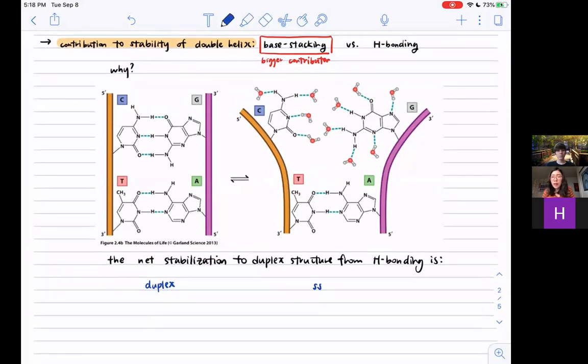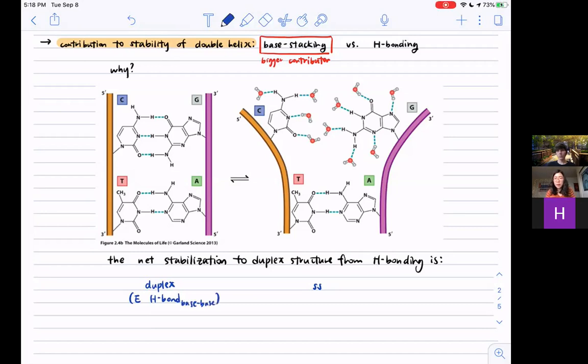Okay, so I said we need to compare the energy of hydrogen bonds in a duplex versus the energy of hydrogen bonds in a single-stranded nucleic acid. And so if we have hydrogen bonds in a duplex, right, so here I'm going to write energy of hydrogen bonds in a duplex, they're going to be between bases. So this is going to be a base-base hydrogen bond.